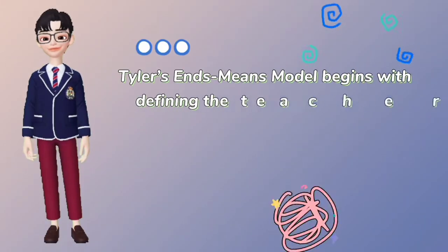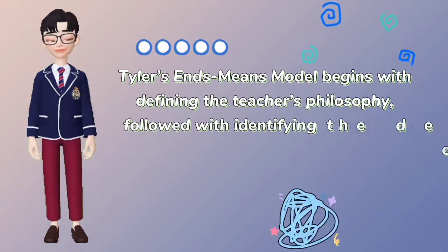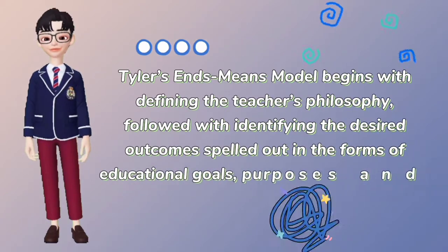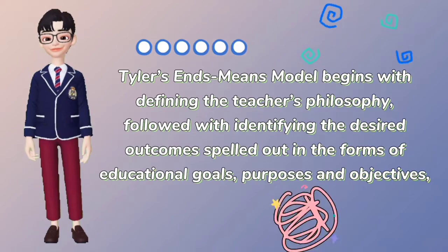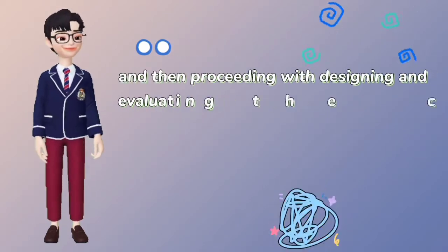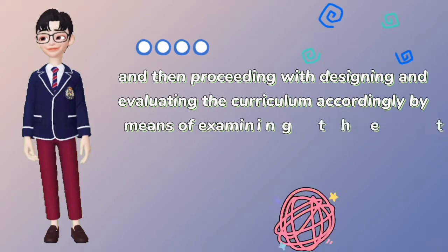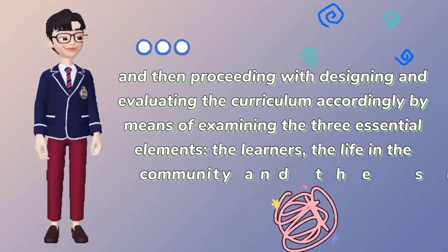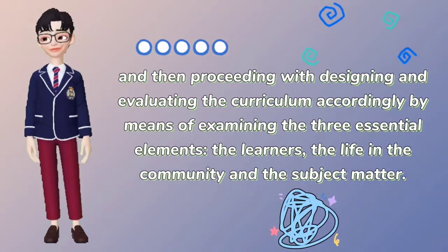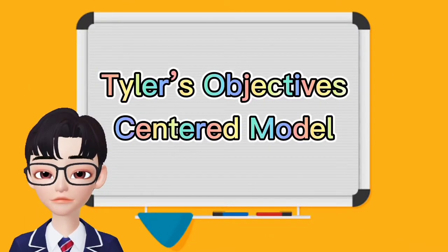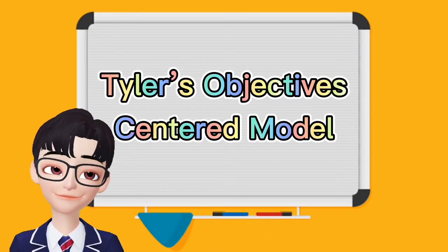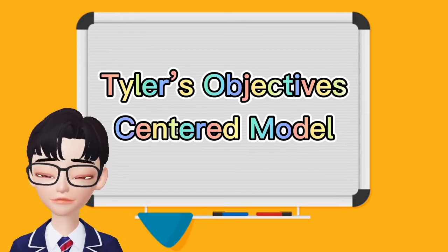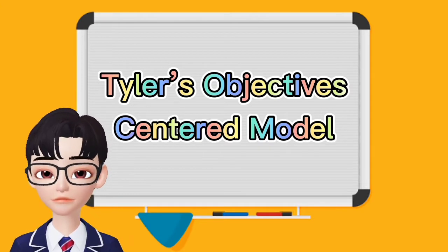Tyler's ends-means model begins with defining the teacher's philosophy, followed by identifying the desired outcomes spelled out in the forms of educational goals, purposes, and objectives, and then proceeding with designing and evaluating the curriculum accordingly by means of examining the three essential elements: the learners, the life in the community, and the subject matter. Basically described as rational and systematic, Tyler's objective-centered model in evaluating curriculum has been found to be advantageous as it is relatively easy to understand and apply.